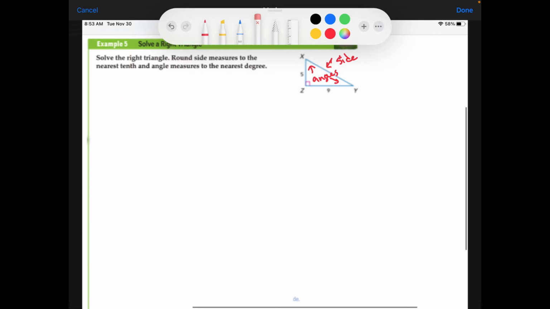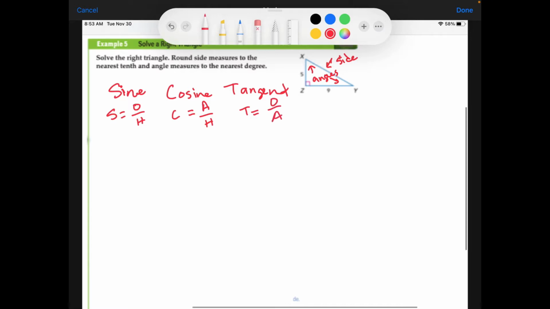So the first one, actually, I'm going to write sine is my first one, cosine, and tangent. So we have to remember when we use the inverses of these and what each of these ratios stand for. So remember, sine is the opposite over the hypotenuse, cosine is adjacent over hypotenuse, and tangent is opposite over adjacent.